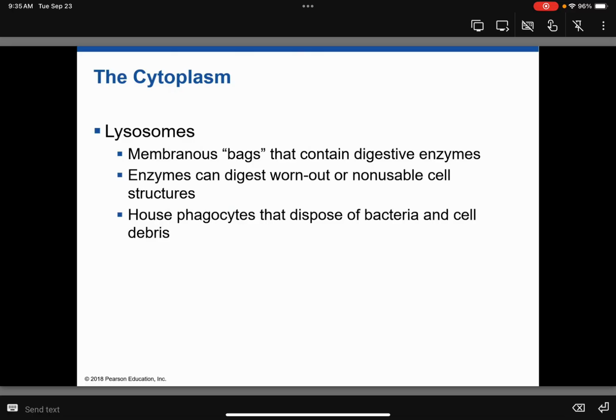So lysosomes are membranous bags that contain digestive enzymes. It's in a vesicle, just like we showed on that last slide. And as I said, they digest worn out and non-usable cell structures. And sometimes they will have phagocytes within them, which help to break down stuff, but it has a lot to do with bacteria. It helps to break down bacteria that enters into our cells.